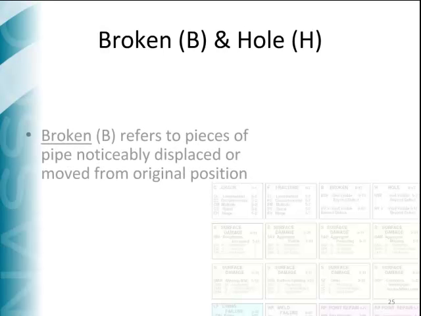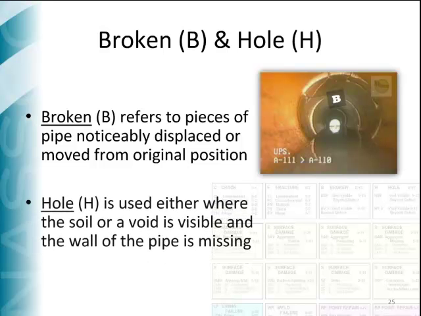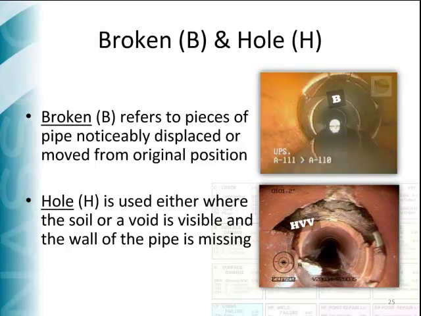The broken group, which is represented with the letter B, refers to pieces of the pipe displaced and not in their original position. Hole is used to describe when pieces of the pipe are missing, leaving the soil visible or a hole visible.